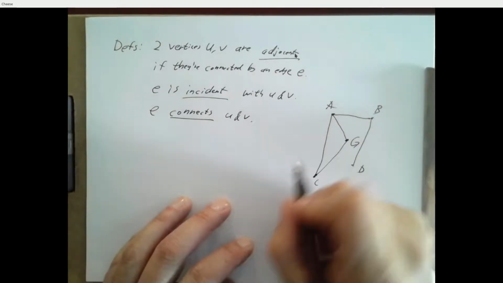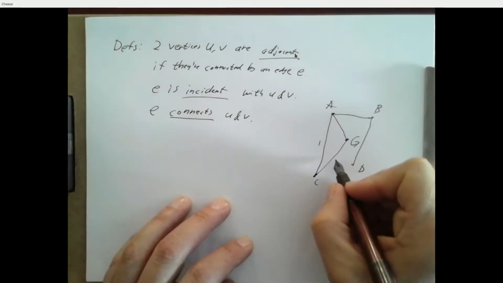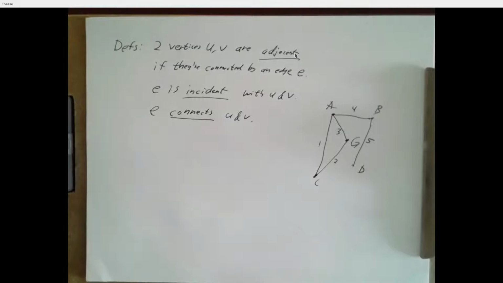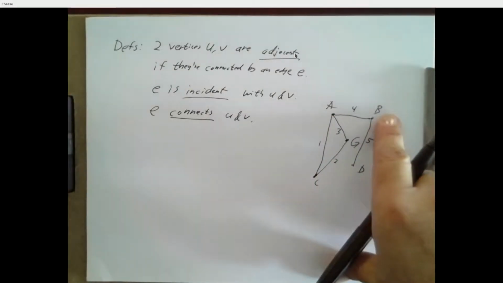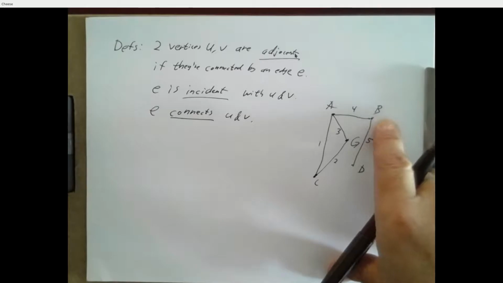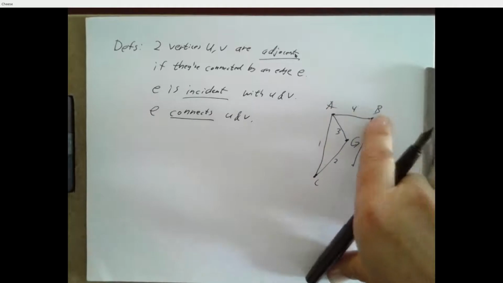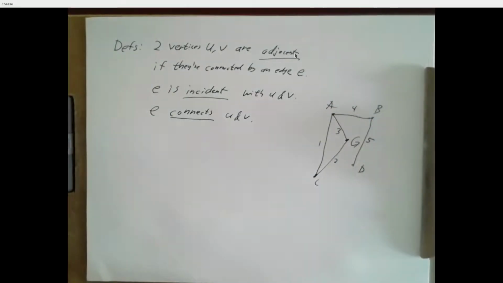So I'll label my edges with numbers. Alright, so A and B are adjacent vertices. They're connected by edge 4, so 4 is incident with A and it's incident with B and it connects A and B. So it's just terminology.